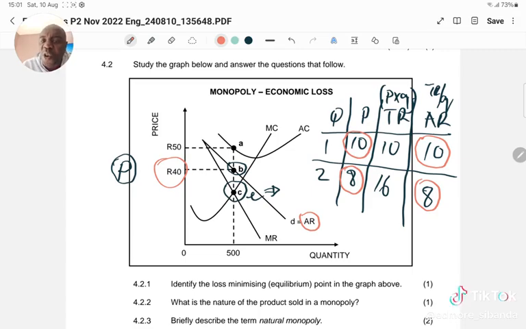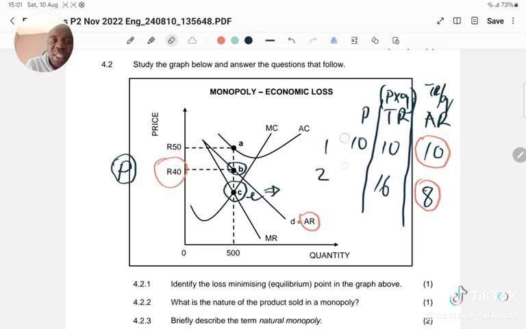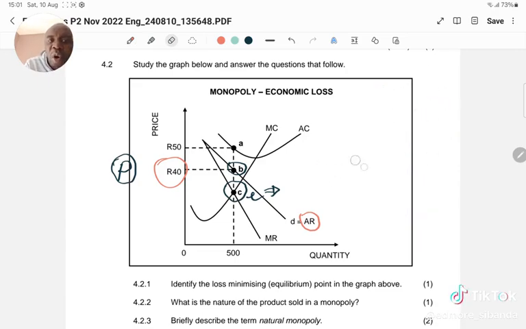Okay, now let's move on to the 50. The 50 becomes our average cost because it's as a result of point A. What is average cost? Average cost is cost per unit produced. So you can see that A is lying on the average cost curve. So this becomes my cost per unit. So you can actually conclude that indeed this business is making a loss. Why?